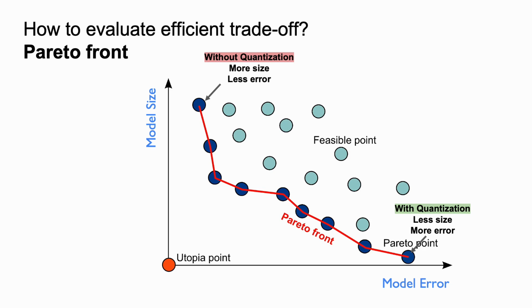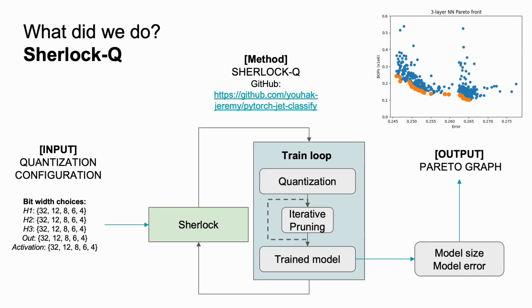On a Pareto graph, each axis stands for a design objective such as model size or model error. While exploring the design space, we can obtain each model's result and mark that result as a point. For example, on the top left corner, the point came from a non-quantized model that has large model size and low error. Among those feasible points, there are border points that are close to the origin point. We call them Pareto points. Lastly, a curved line that connects those Pareto points is called the Pareto front.